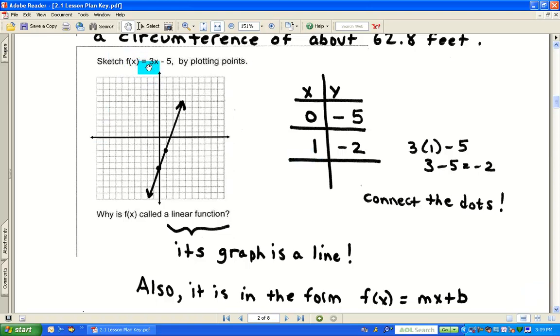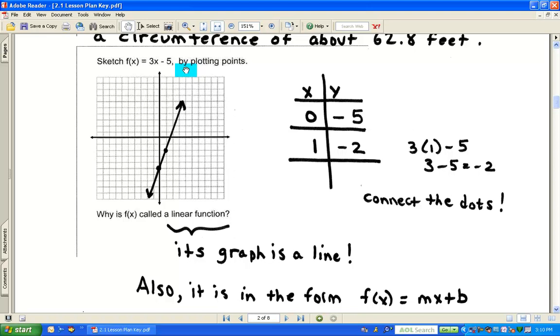I want you to look at the cursor. We're asked to graph the function f of x is equal to 3x minus 5, and we're asked to do it by plotting points. Now, some of you in the past have been taught the formula y equals mx plus b, and you've been taught to graph using the slope-intercept method. We will get to that later on in the course, I promise. In fact, that's an excellent method. But right now, let's follow directions. Graph this line by plotting points.